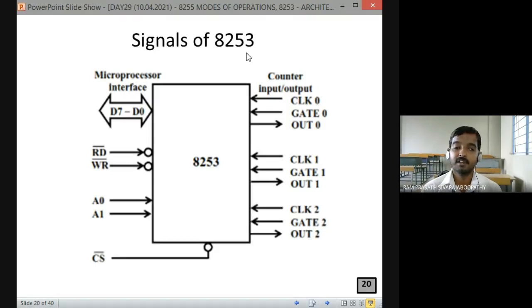You say 9 pins for counter input and output, correct? Okay, 8 pins for the data bus. Then read bar, write bar, A1, A0 and CS bar, 5 pins. Correct? So 5 plus 8 plus 9. How much does it come to? 21. Answer correctly. 5 plus 9 plus 8. Data pins 8, yes, 22. Fine, 22 pins. Is any other pin missing in this diagram?